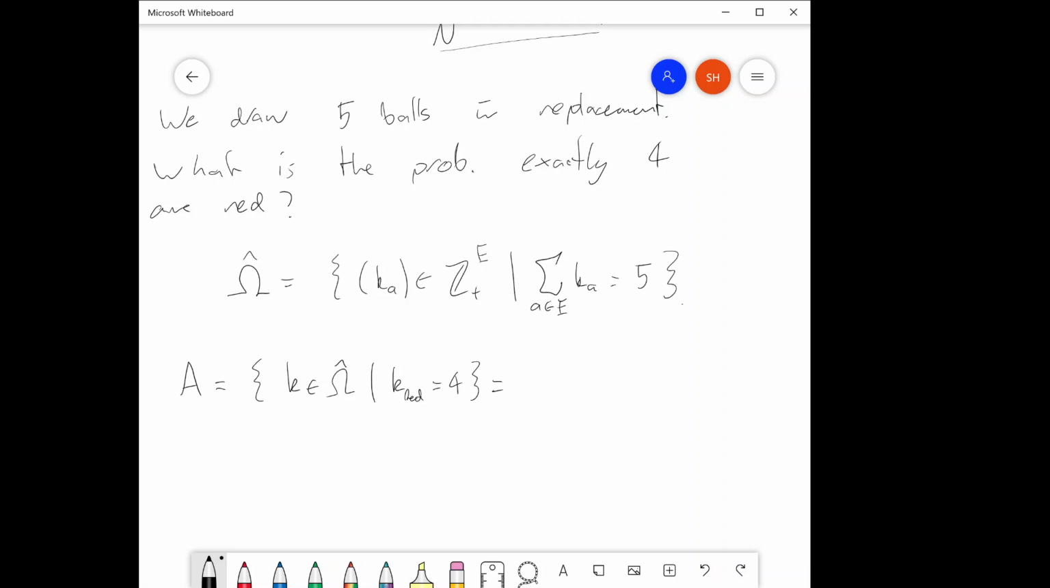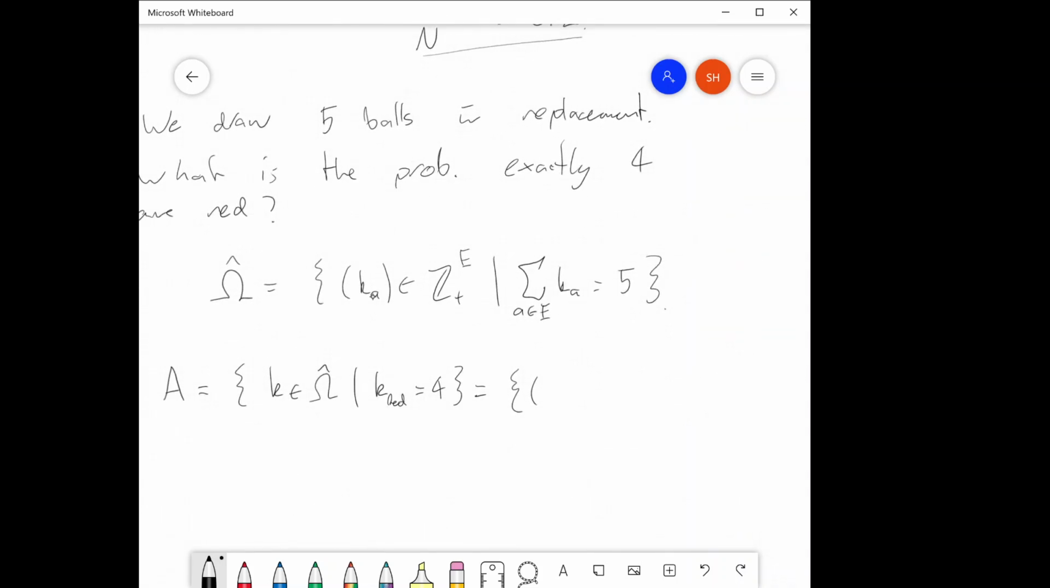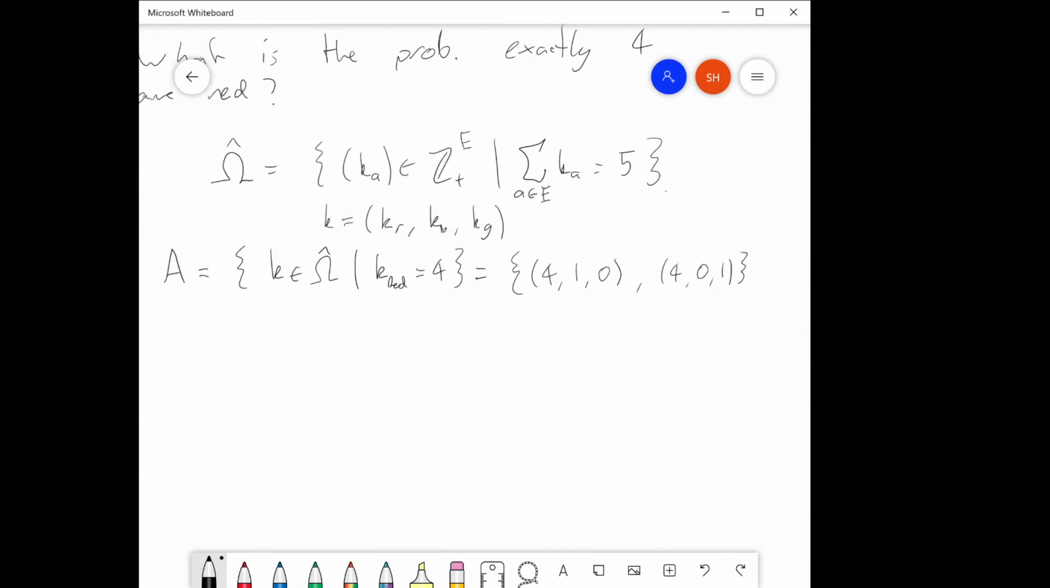Well, we can explicitly enumerate these. If we use the order red, blue, green, then K equals K red, K blue, K green. These are 4, 1, 0 or 4, 0, 1. This we can write as a disjoint union of its two single elements.